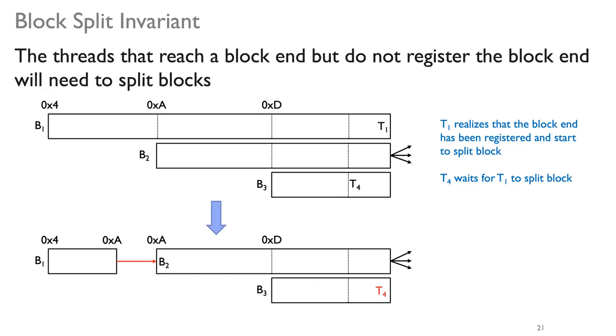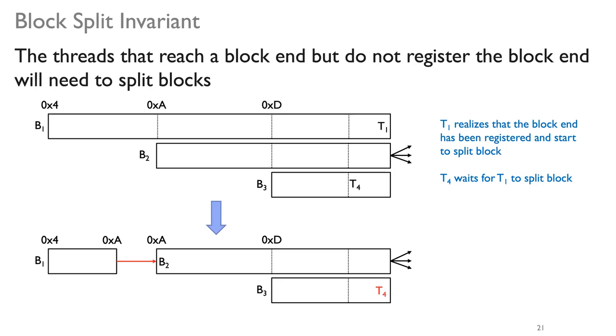Finally, we need to split blocks, as basic blocks typically do not overlap. In this case, T1 has reached the block end and realized that someone else has registered block end. So T1 knows that another block, which is T2's, ends at the same address. Based on the block splitting invariant, T1 proceeds to split the block. As B1 originally contained B2, we adjust B1's block end to be the start of B2 and add a fall through edge from B1 to B2.